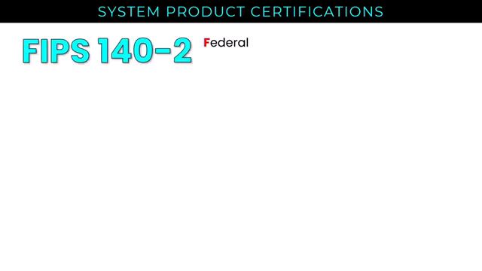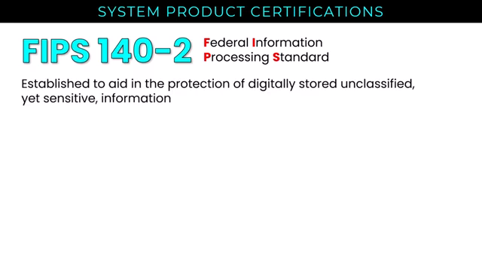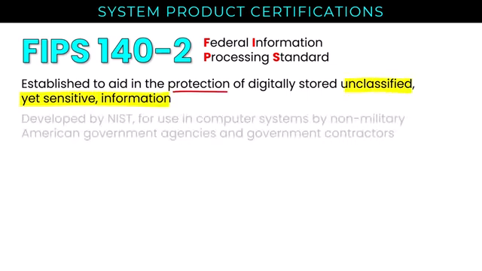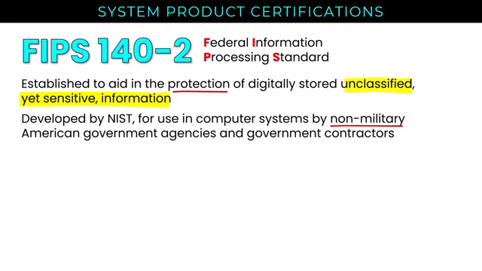Let's talk about FIPS 140-2. That's Federal Information Processing Standard. It was established to aid in the protection of digitally stored, unclassified, yet sensitive information. It was developed by the National Institute of Standards and Technology, NIST, for use in computer systems by non-military American government agencies and government contractors.